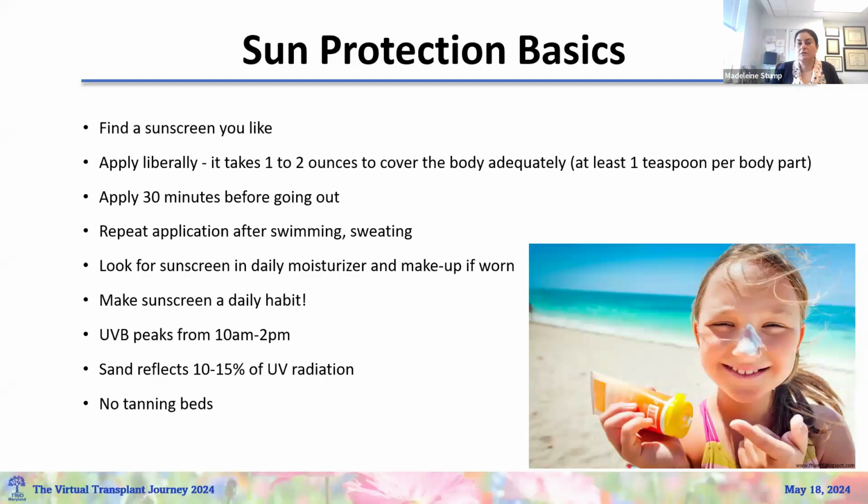So let's talk about some sun protection basics. What sunscreen should I use is often a question I hear from patients in the office. And we say, find a sunscreen you like. The best sunscreen is the one that you will actually use. How much should I apply? Apply it liberally. It takes 1 to 2 ounces to cover the body adequately, at least 1 teaspoon per body area. And if you think about it, I'll show you some pictures of sunscreens. Most of them are either in a 4-ounce or 8-ounce bottle. So if you think about how much it takes, one of those bottles should last you for 4 to 8 applications. That's it.